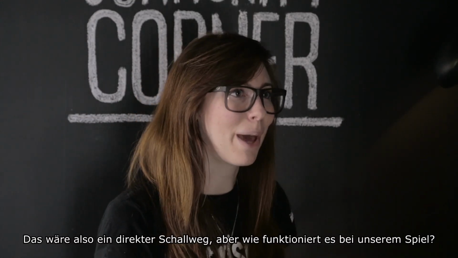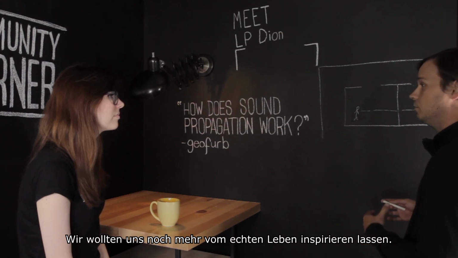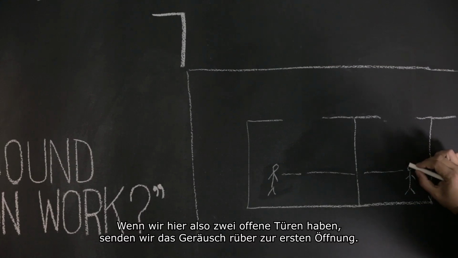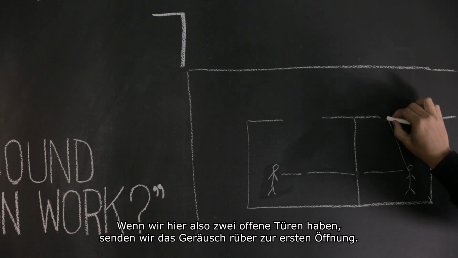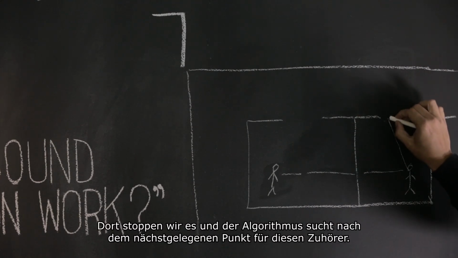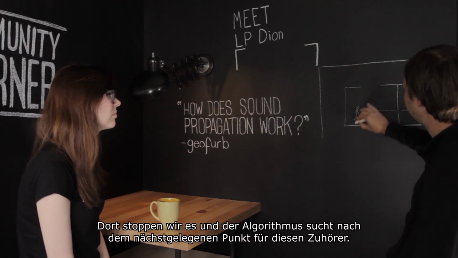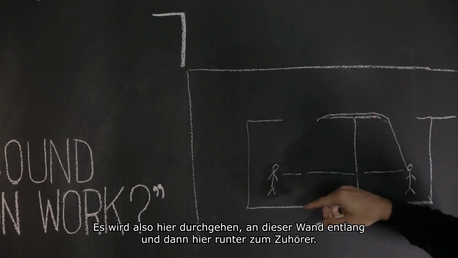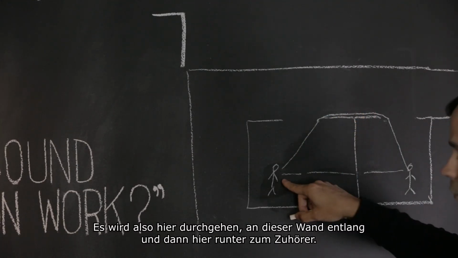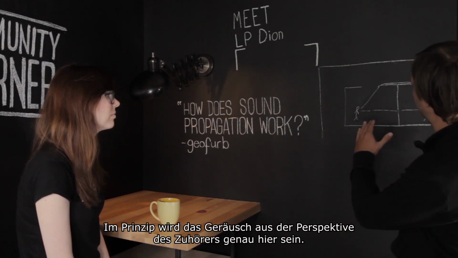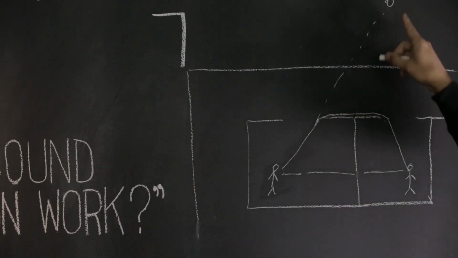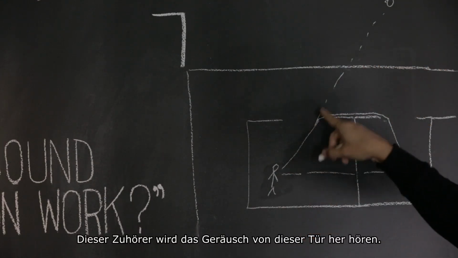But then in our game, what happens? We wanted to inspire ourselves even more on what real life would do. So having two doors open right here, what we're going to do with sound is we're going to send that sound over to this first opening, snap it to there, then the algorithm is going to look for the closest next point to this listener. So it's going to go through here and connect to this wall and back down to the player. Essentially, if you split that, the sound is going to be virtually positioned here. So this listener is going to hear the sound coming from that door.